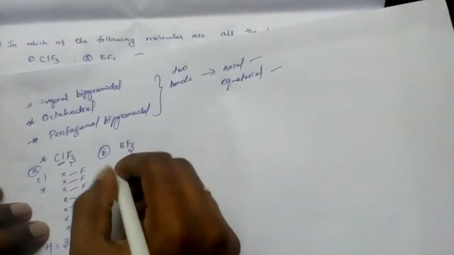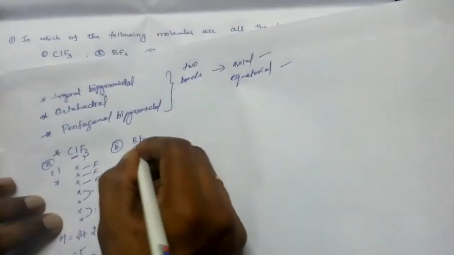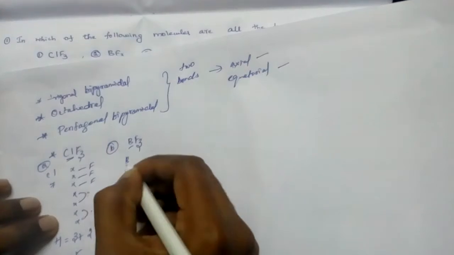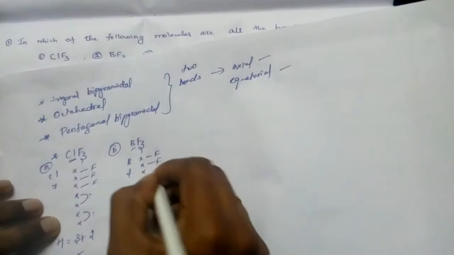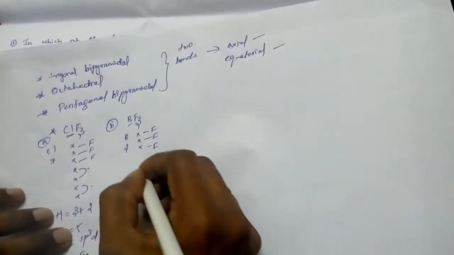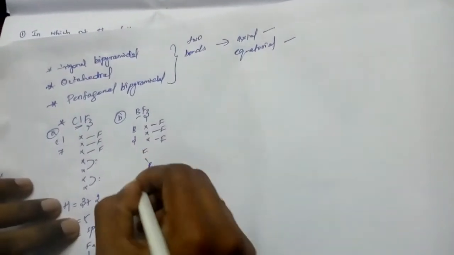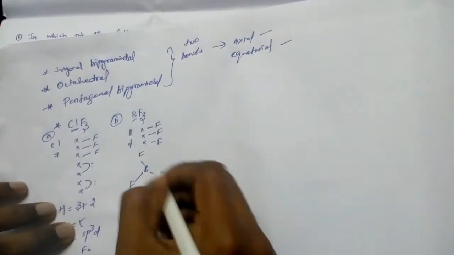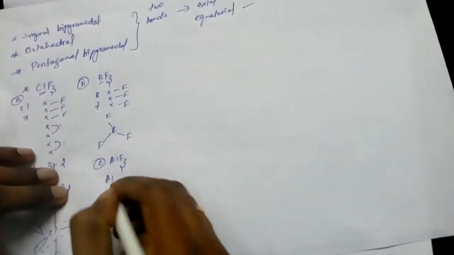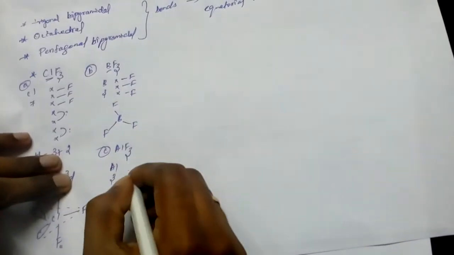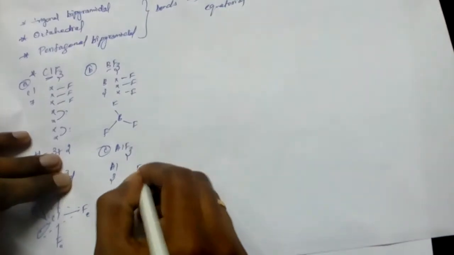BF3, boron trifluoride. Here boron is the central atom, which comes in the third group, so the valency of boron is 3. Three fluorines are attached here. This is the structure of boron trifluoride. All these three bonds are the same. Option C, AlF3. Aluminum also comes in the third group, so valence is 3. The structure of aluminum fluoride is like this, so these three bonds are the same.